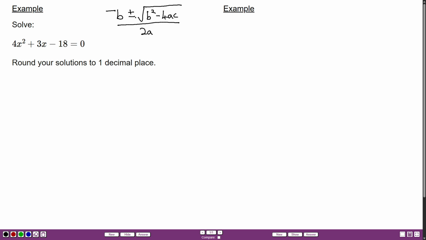Now be careful with this plus or minus symbol because it means you're going to have to put it into your calculator twice. Once where you add all this square root bit, or this discriminant it's known as, and then once when you subtract it. So how do I find my a, b and c is the key bit.